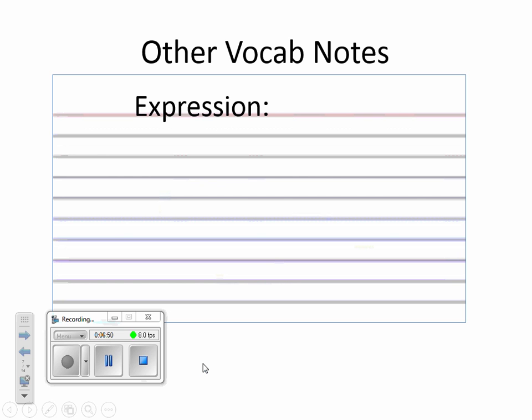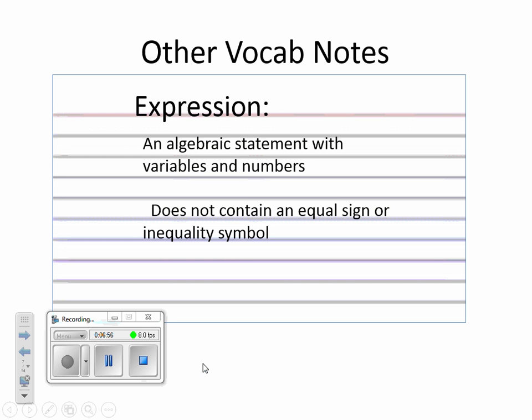Other vocabulary that we want to talk about is what is an expression. An expression is an algebraic statement with variables and numbers. Remember, it does not contain an equal sign or an inequality symbol. So, an algebraic statement would be x plus 5, 3x squared minus 5x plus 2. Those are all algebraic expressions. You can also have a numerical expression. Take the number 5, that's a numerical expression. In any case, those are all expressions. They do not have equal signs or inequality symbols.